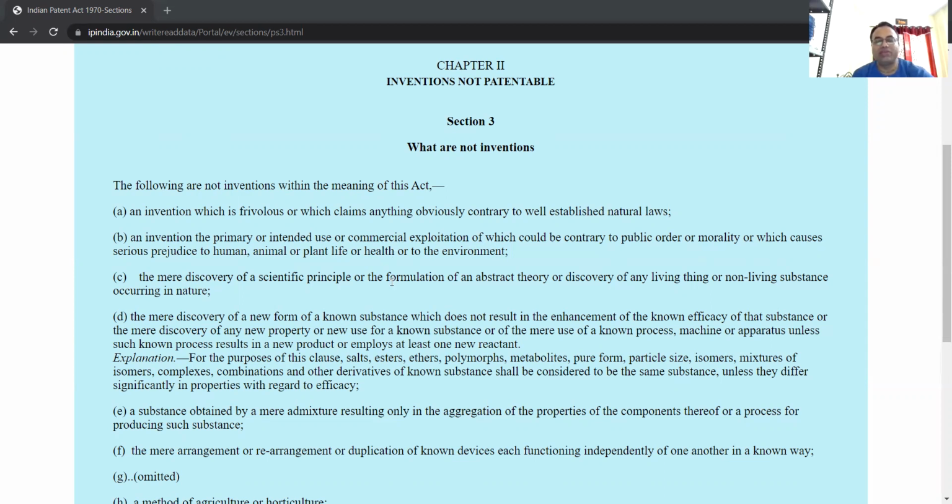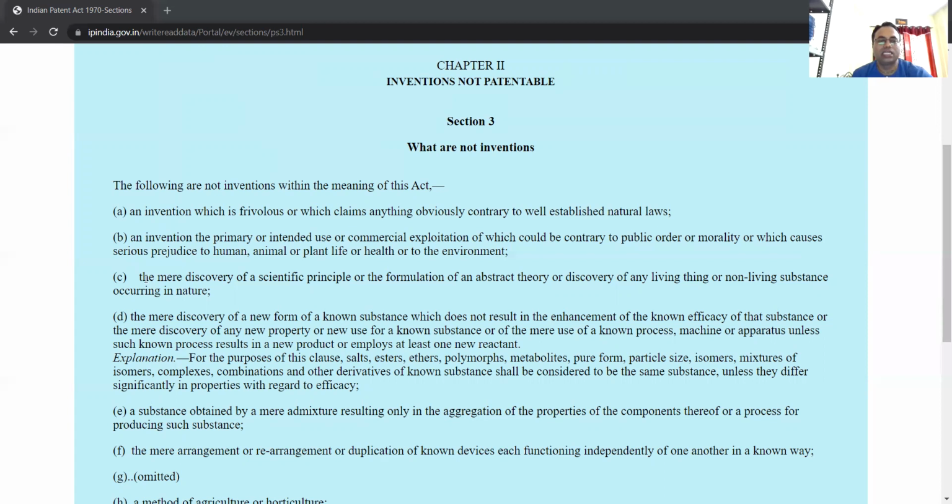You may have very inventive elements, you may have novelty, but these are not considered an invention. So we are not going to get a patent. For example, a method of committing theft. So this is not an invention according to 3B.